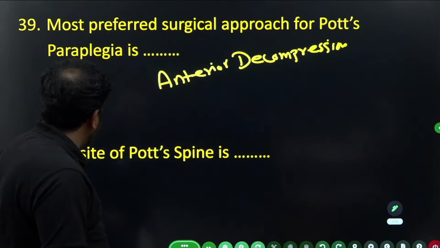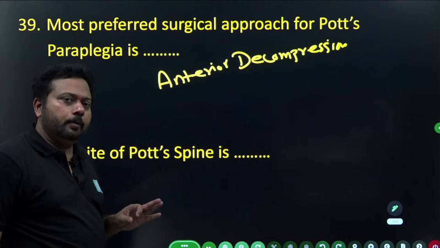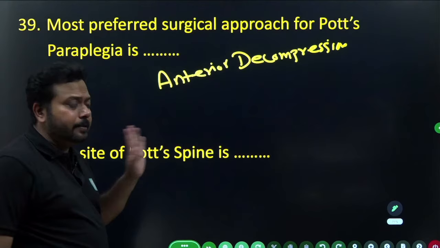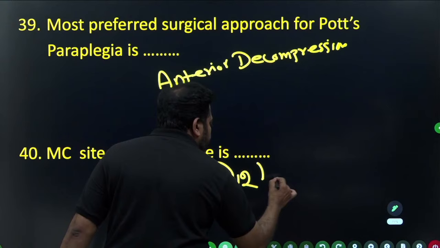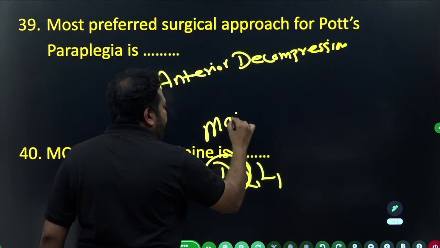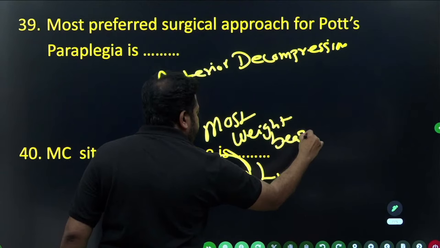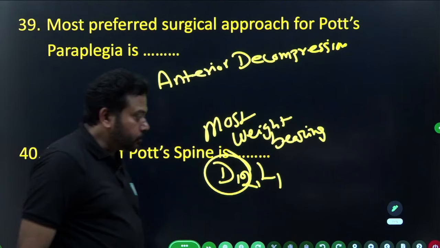Yes. Most common site of Pott's spine. We all know in skeletal tuberculosis, the most common site is vertebra. In vertebra, which is the most common site of Pott's spine? D12 is the most common. 12th thoracic vertebra, most common. Next to that, L1. Why D12? This is the most weight bearing vertebra. Okay. D12 is the most common site of Pott's spine.